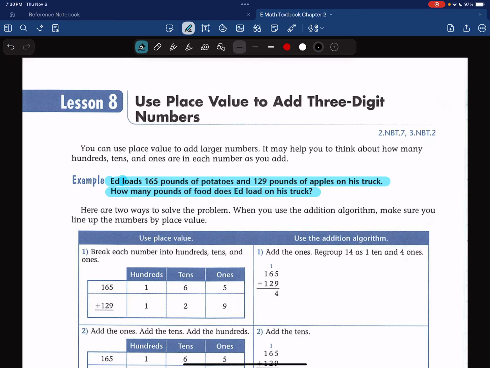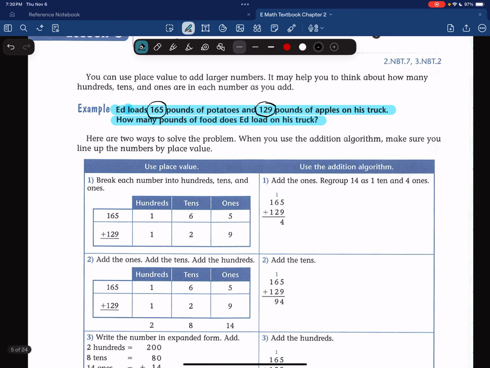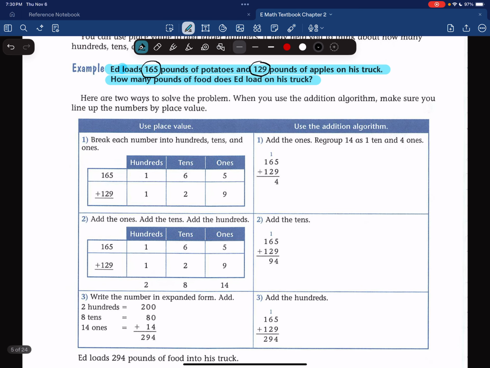So we have some numbers here. We have the 165 and the 129. And we need to add those because he's putting more and more on the truck. He's adding to the truck. Here are two ways to solve the problem. When you use the addition algorithm, make sure you line up the numbers by place value.